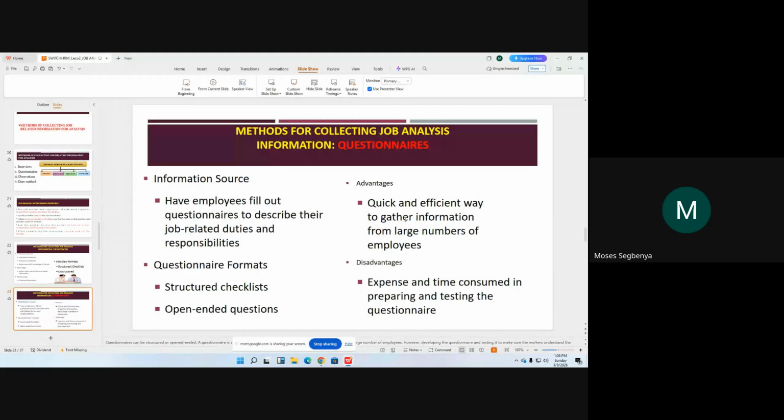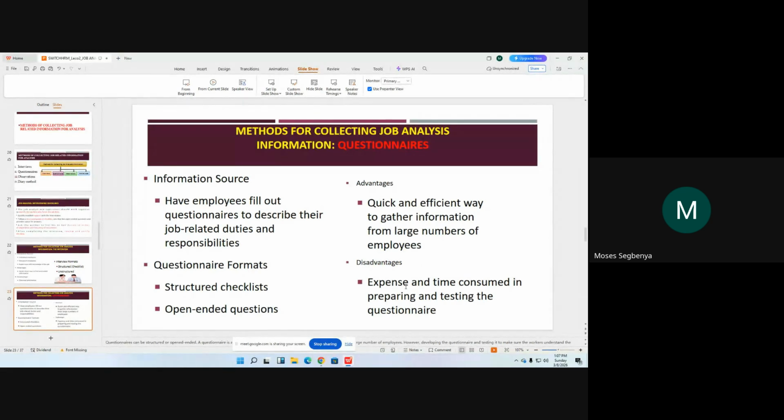Then we say that it has the advantage of being a quick and efficient way to gather information from a large number of employees. But if it's only a few people that you are dealing with, in terms of depth, how and why, it is only an interview that can provide that, not a questionnaire. But when it comes to large numbers, the quickest and most efficient way is a questionnaire. It has disadvantages, such as the expense and time consumed in preparing and testing the questionnaire before you go to the field.